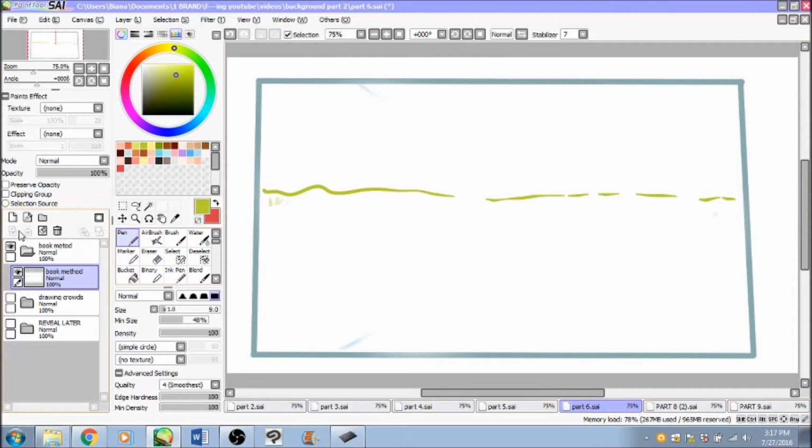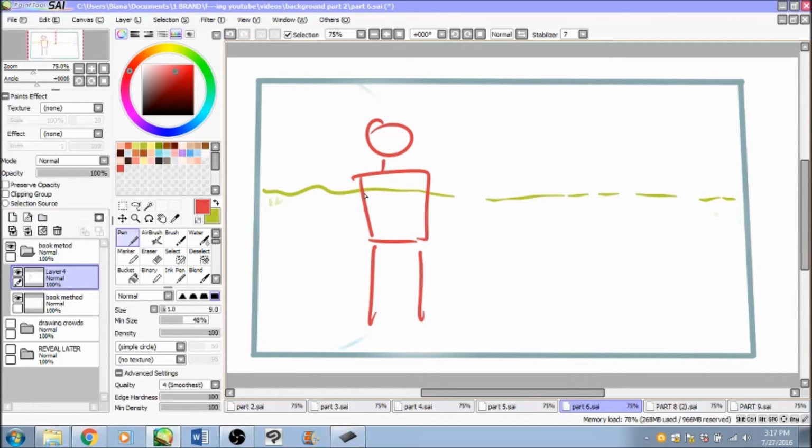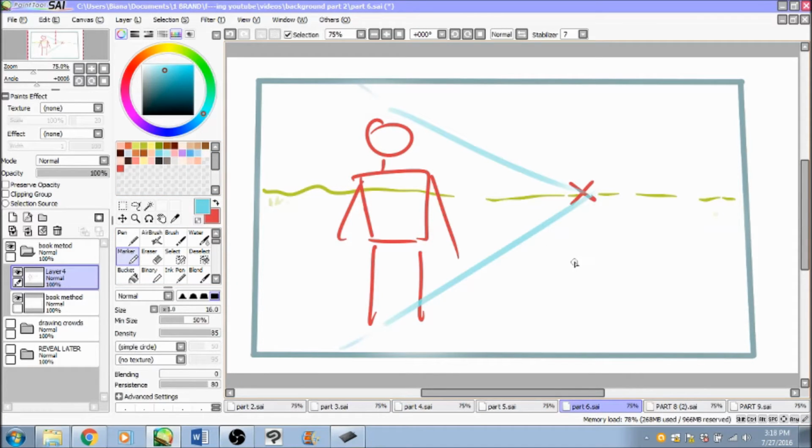Here we have what I call the book method, because I learned it in a book. There's nothing special there. So all you got to do is just draw your person. Okay. Oh wow, that is a really bad person. And we just draw your vanishing point. And you know, this always works out this way. We've got our perspective lines like this.